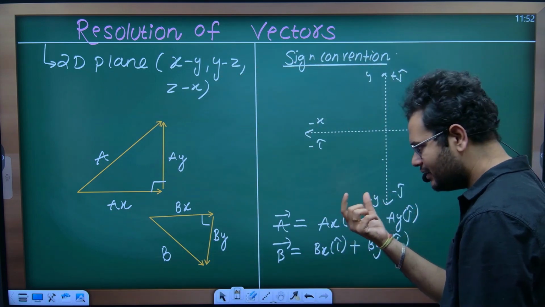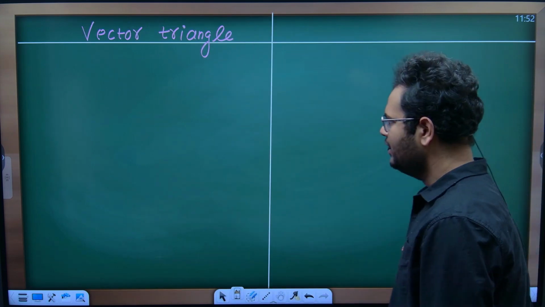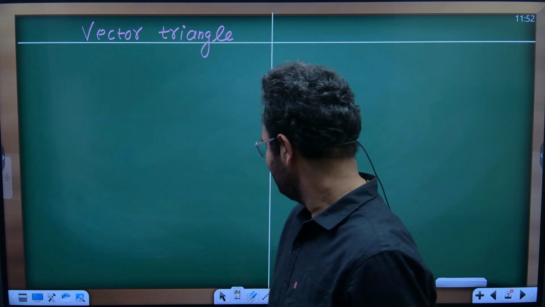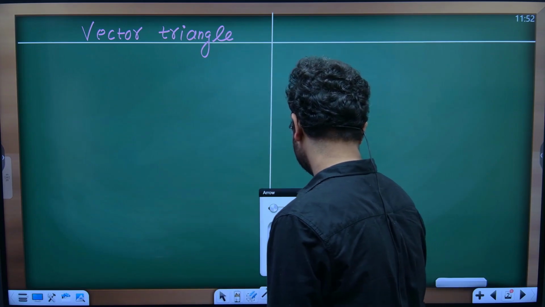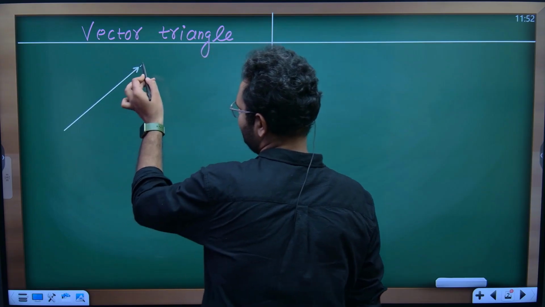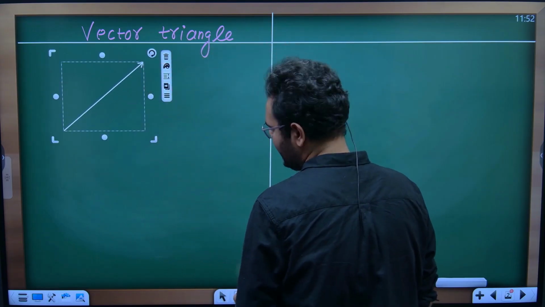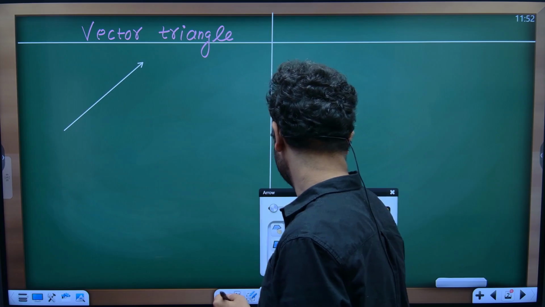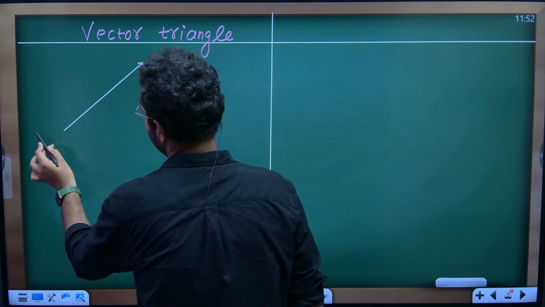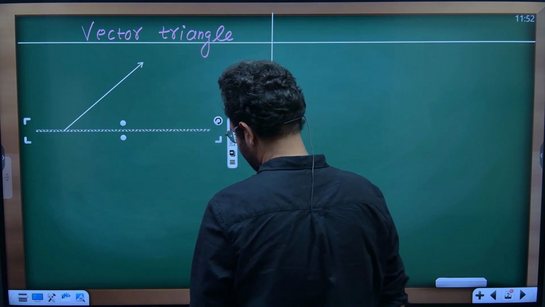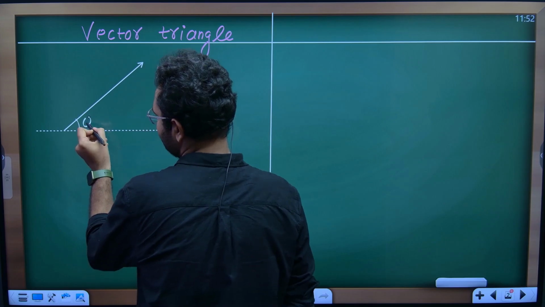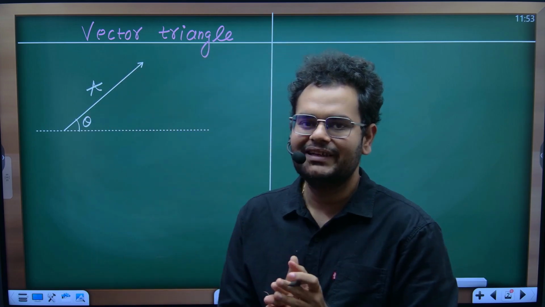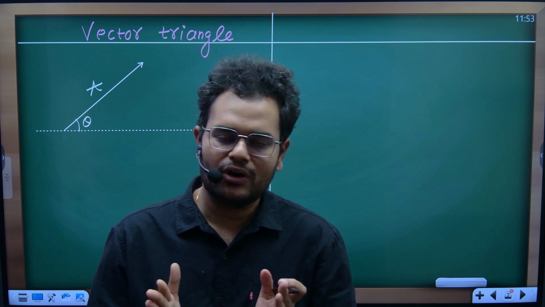In rectangular components. Now, the important thing is our vector triangle. Sir, what is this vector triangle? Suppose any vector is given to me like this, and the angle also is given with the x-axis. Let us draw the x-axis. So this is my x-axis, and the angle is given to me. Let's say this angle is theta. If I am asked to resolve this vector in x, y components, how am I going to do it?